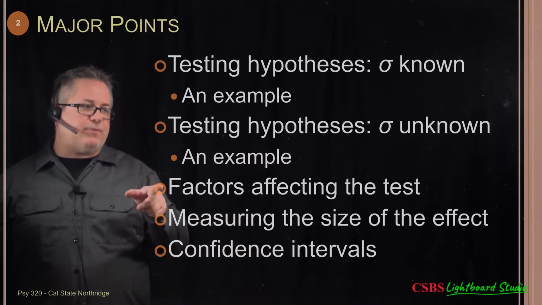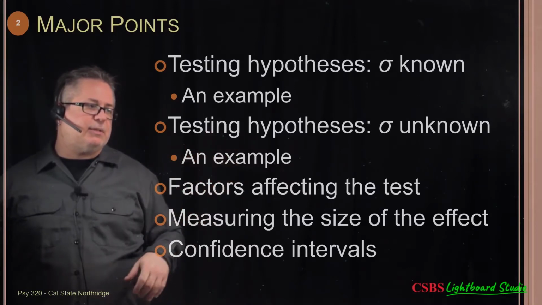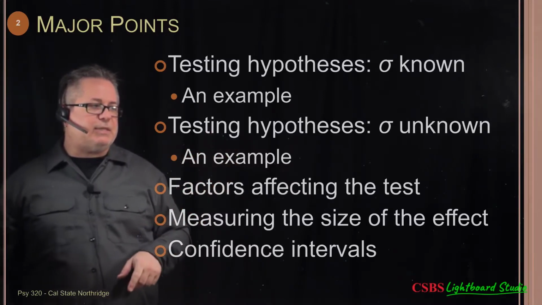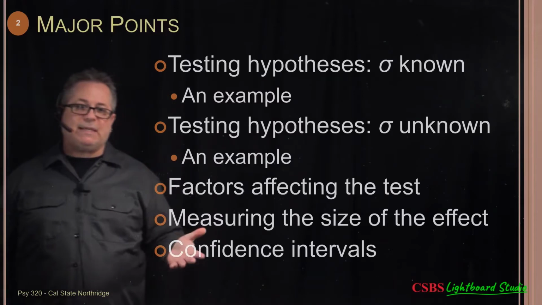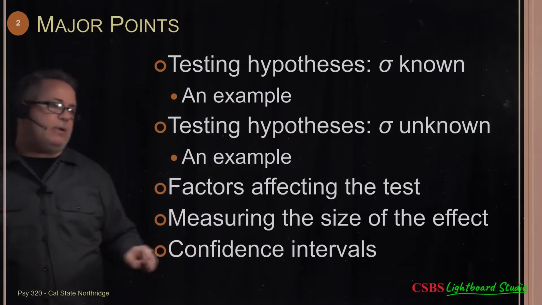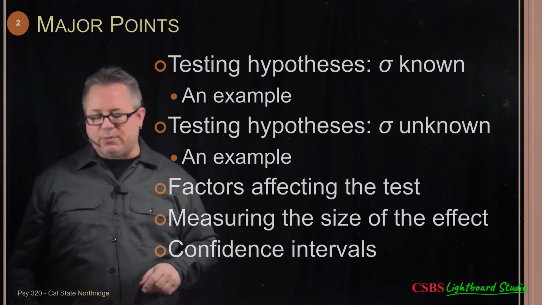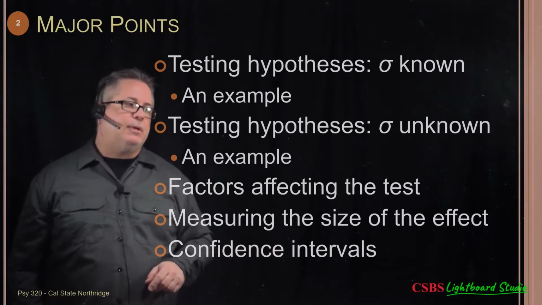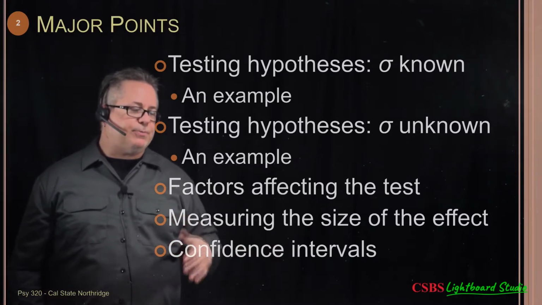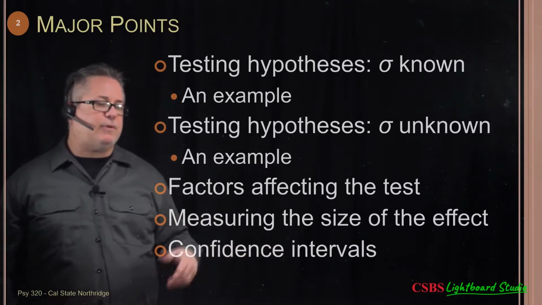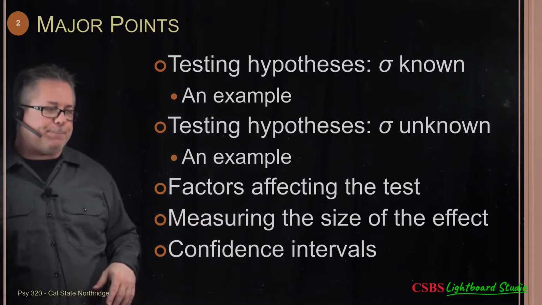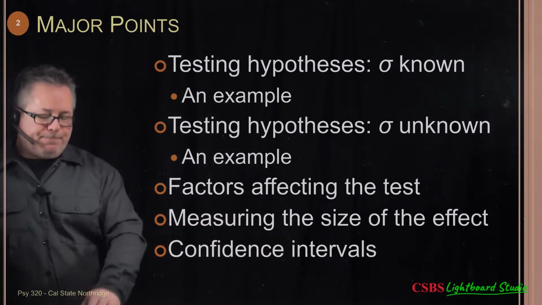Then we'll talk about some factors that affect these kinds of tests, and then we'll get into measuring the size of the effect, otherwise known as the effect size, and then how to compute confidence intervals around the mean as another descriptive measure, to get an idea of how the sample and population may overlap.